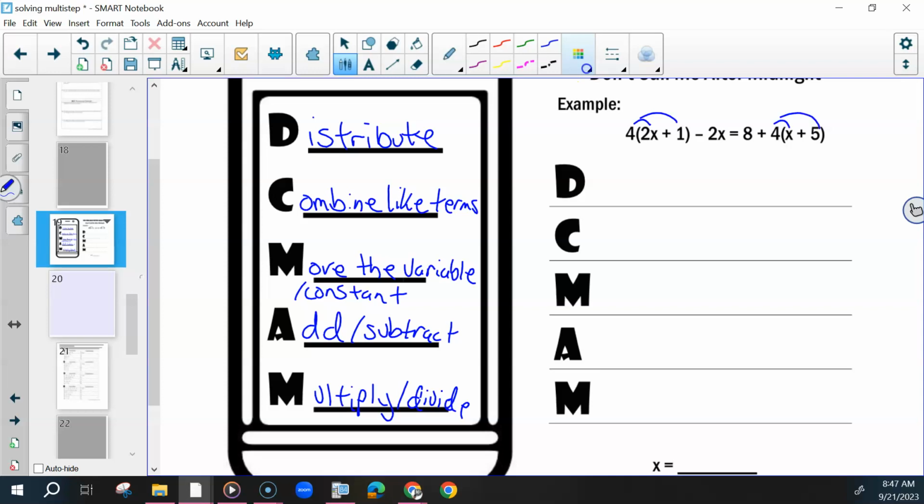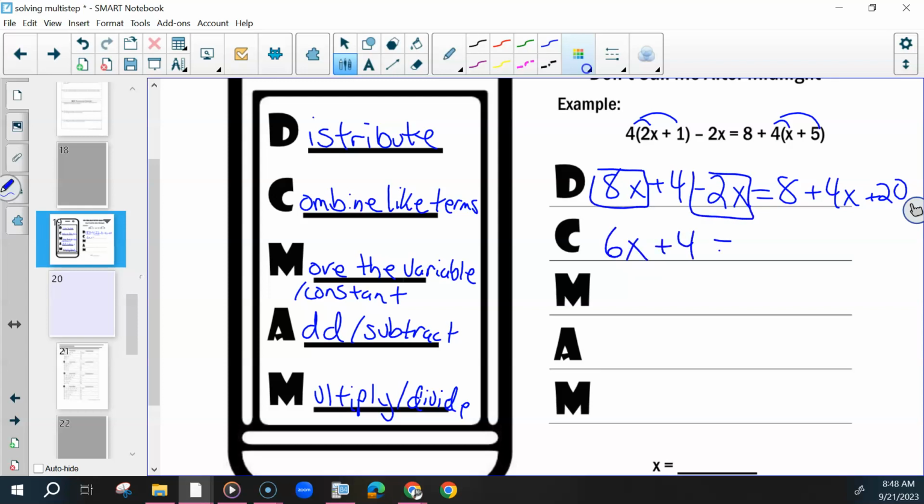Distribute, so we have 8x plus 4. Bring everything else down. Minus 2x equals 8 plus 4x plus 4. Combine like terms on the same side only. So do we have like terms on this side? Yes. What are those? x and 2x. Combine those to get your 6x.